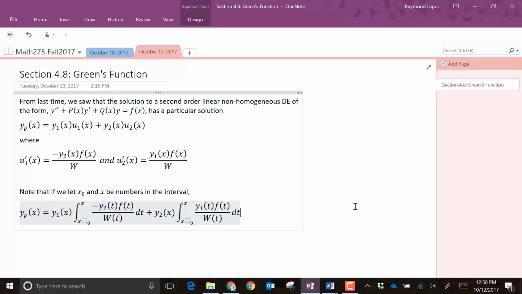So we're going to focus on second-order linear non-homogeneous differential equations. And the particular solution that we saw was y1 times u1 and y2 times u2, where y1 and y2 are solutions to the corresponding homogeneous, and u1 and u2 are obtained through the Wronskian.